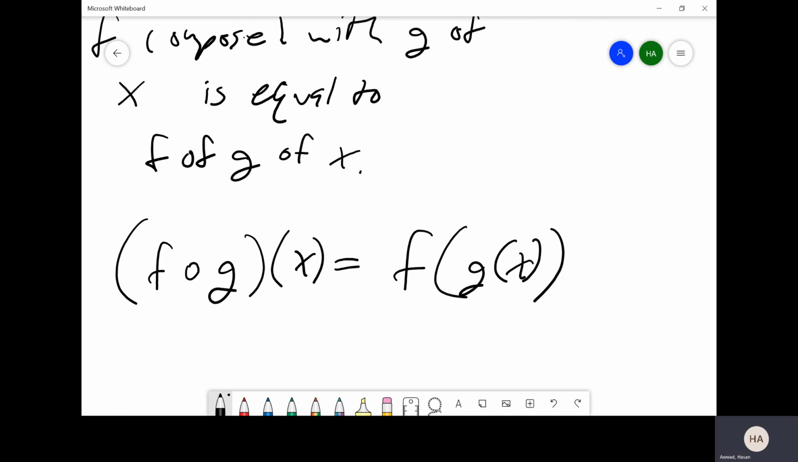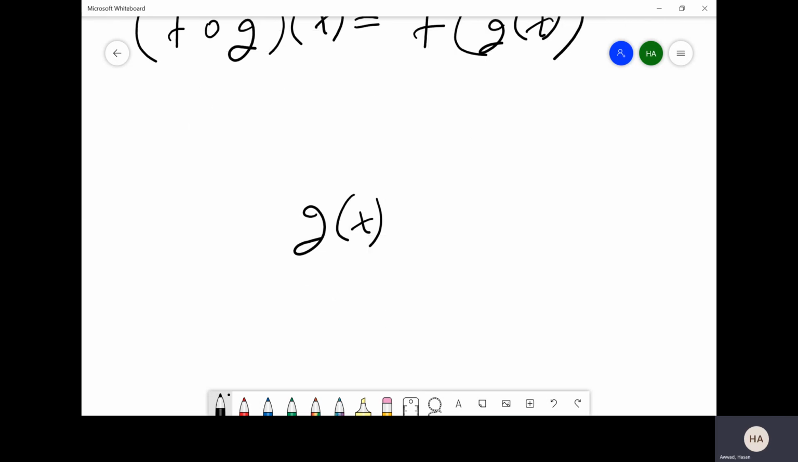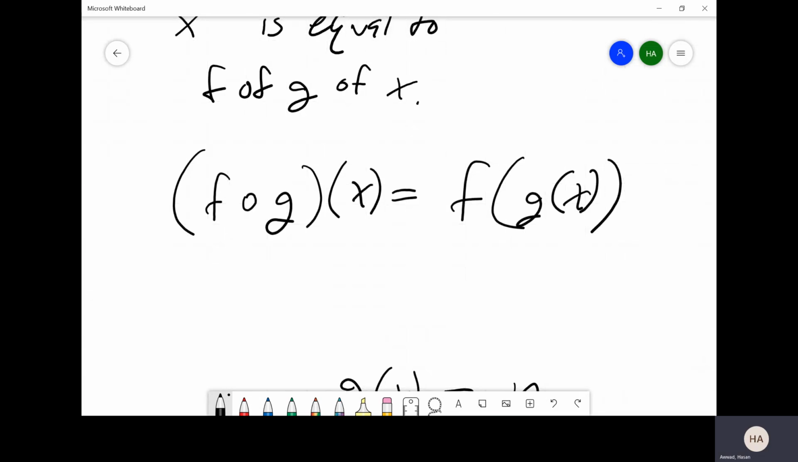Okay, let's break this down. If we just had g of x, we already discussed that this is basically saying that g is a function and x is the input, right? Whatever you're plugging in for x becomes your input. And then because you're plugging an input into a function, we know that you're going to get some number back, right? I'm going to call that number n. So you get some number back from this first function. However, we're composing two functions together.